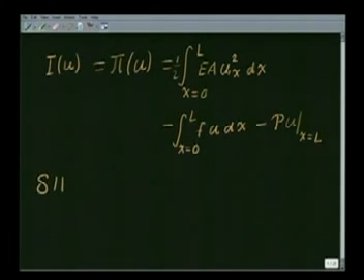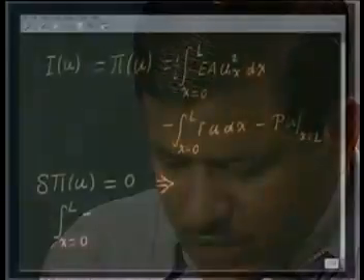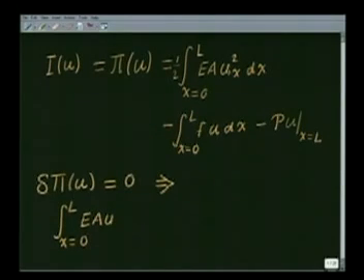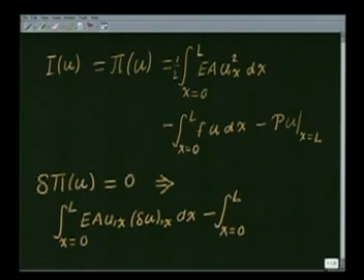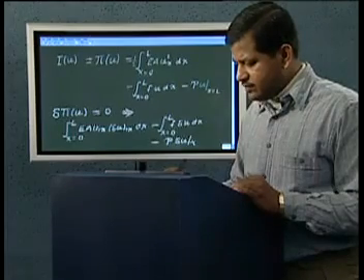So we said the variation of pi(u) is equal to 0, equal to, as we had defined the operation of variation for functions as well as for functionals, the integral of EA u comma x, variation of u comma x dx, minus the integral from x equal to 0 to L of f variation of u dx, minus P variation of u at x equal to L.